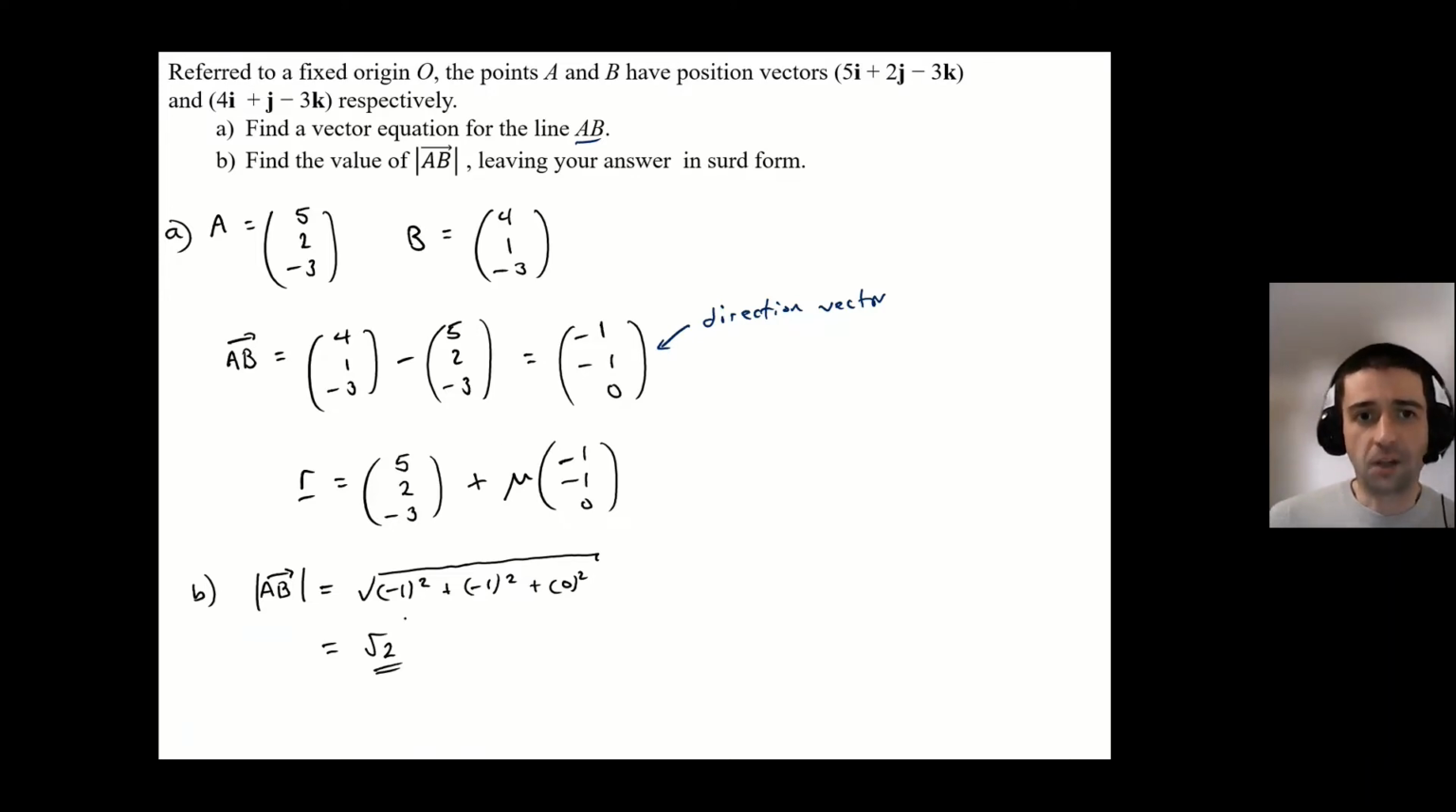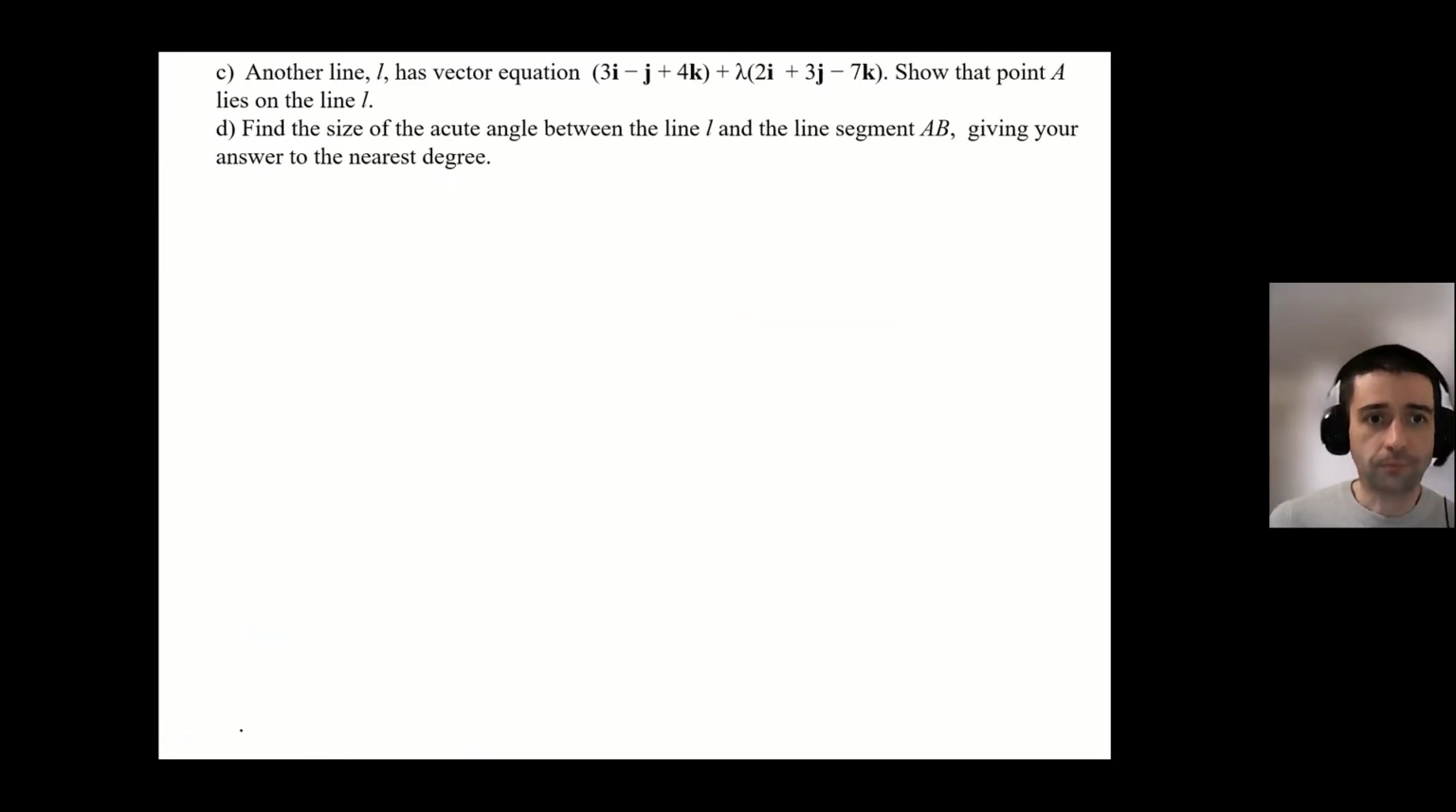Now I'm going to need this equation and this distance in the rest of the calculations that I'm going to do. So when I come on to part D later on, I'm going to start using that. But to start off with, I've got part C, which is another line which has vector equation 3i minus j plus 4k, plus lambda (2i plus 3j minus 7k).